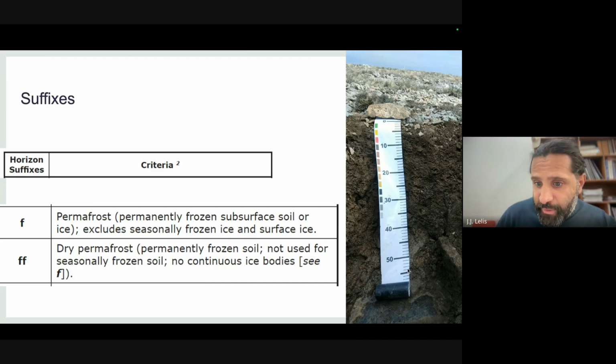Okay, in this picture, I know it's too dark, but if you pay attention, you can see here below 55 centimeters, like a blue layer. This blue layer is the permafrost. In this case, the typical permafrost. Okay, this is just frozen water because of the very low temperature in Antarctica.